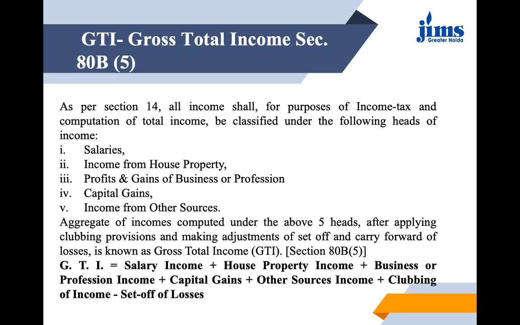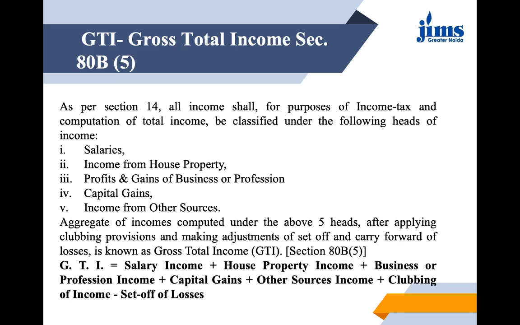Then clubbing of income, if any, would be there. Clubbing refers to incomes for which I am not solely responsible. Suppose my minor child is earning some income, so I am liable to pay his or her tax. These kinds of incomes you will be studying in detail. Then we subtract the set off of losses if I do have any. In general, these losses are there under the head gain from business, and sometimes capital losses also.